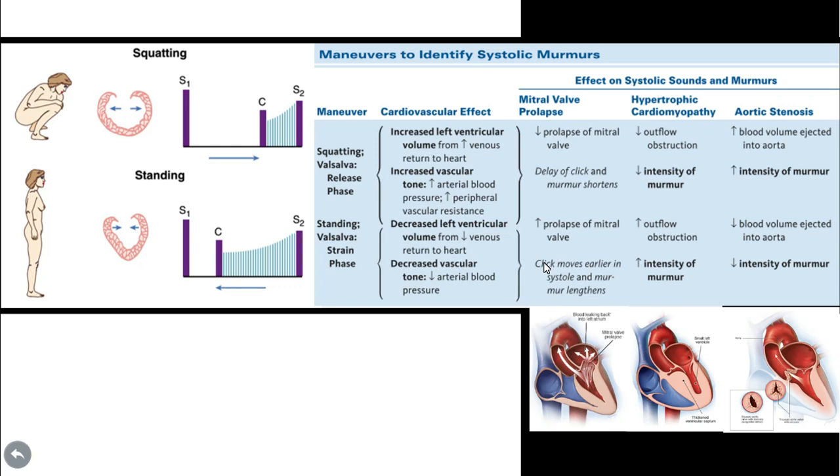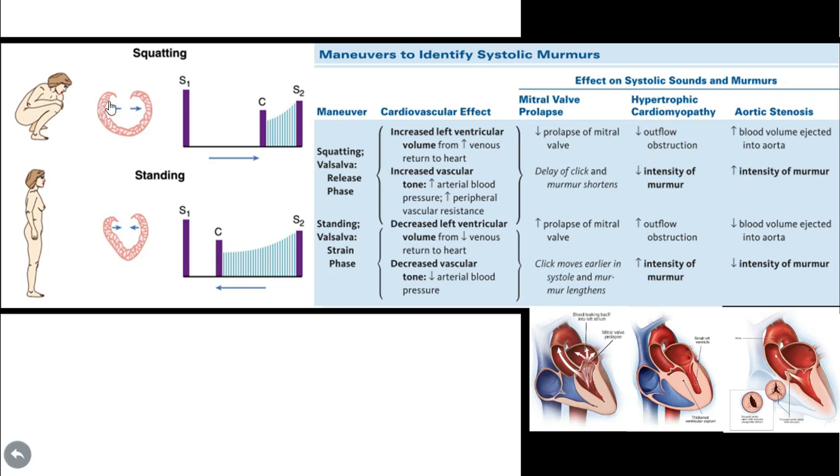Another maneuver that you can do is this one. Let the patient squat and stand. You have the standing position and the squatting position. Squatting is almost the same as the Valsalva maneuver. So there is an effect on mitral valve prolapse and hypertrophic cardiomyopathy.